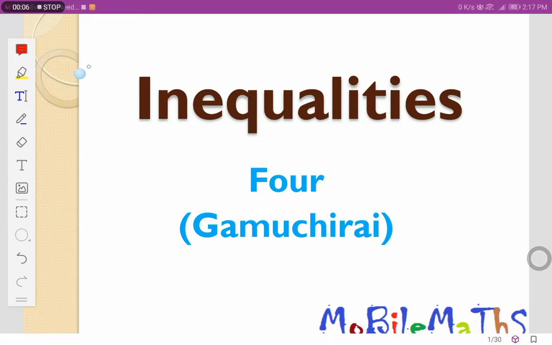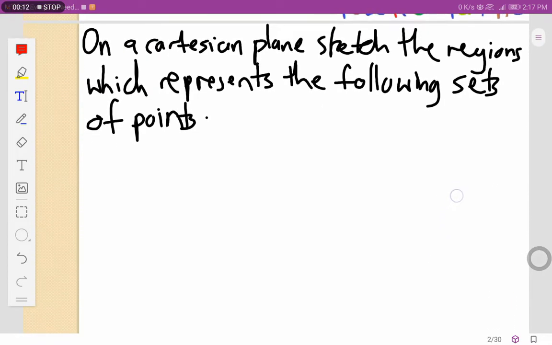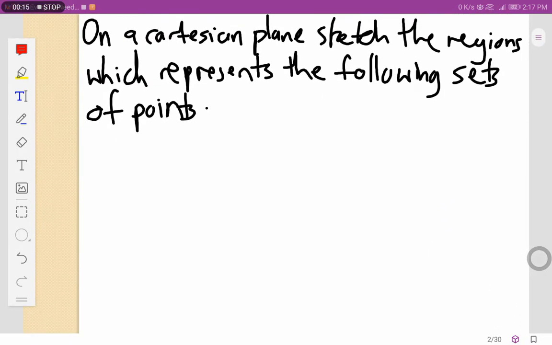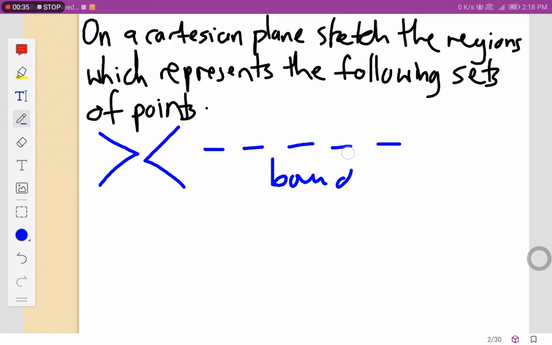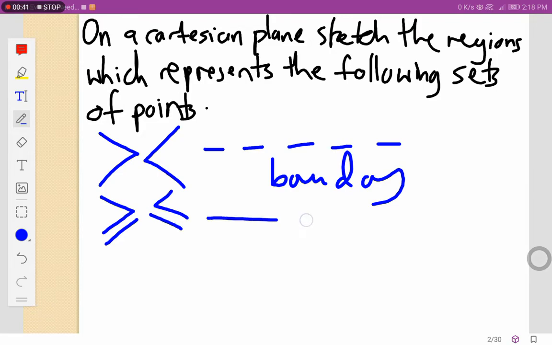Today I want us to look at Inequalities 4, whereby we are going to be looking at the Cartesian plane, how we sketch or represent the set of points on a Cartesian plane. So what happens here is this: when we have signs like greater than or less than, we have a broken line that we use to draw to represent the boundary. Okay. Then when we have signs which are greater or equal to, less or equal to, we use a solid. This is a solid boundary, okay, that we use.